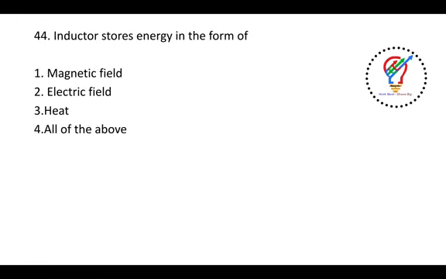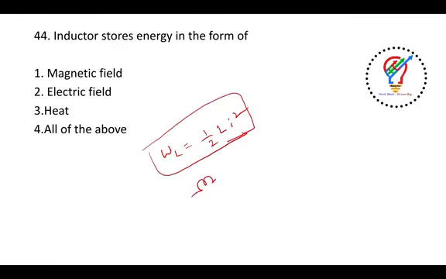Next one, inductors store energy in the form of. An inductor stores energy in the form of a magnetic field, that is half into L into I square. This is the basic formula of the energy stored in the inductor. So it stores energy in the form of a magnetic field. An electric field means capacitor. We'll see the next question.